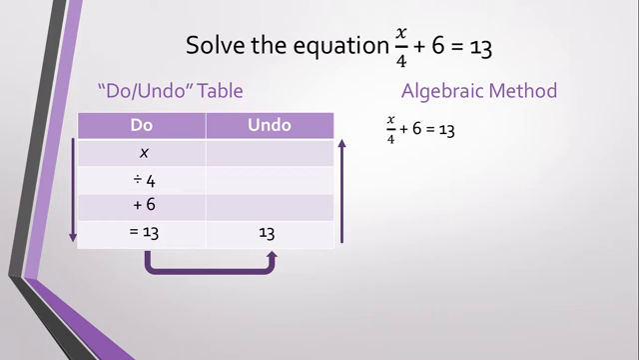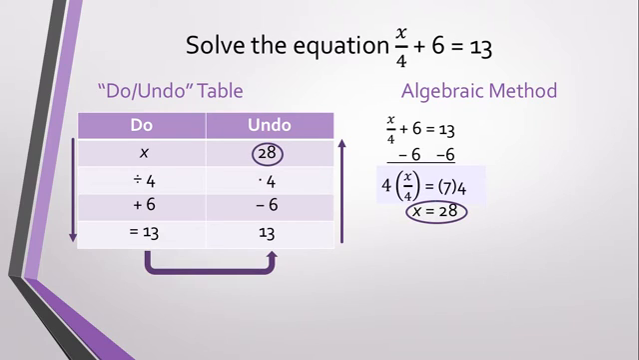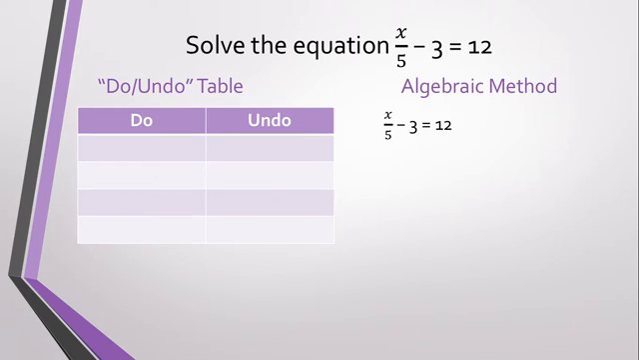So we need to undo the plus 6 by subtracting 6. 13 minus 6 is 7. Then we need to undo dividing by 4 by multiplying by 4. So we have to do 7 times 4, which gives us 28. Let's look at a couple more examples.